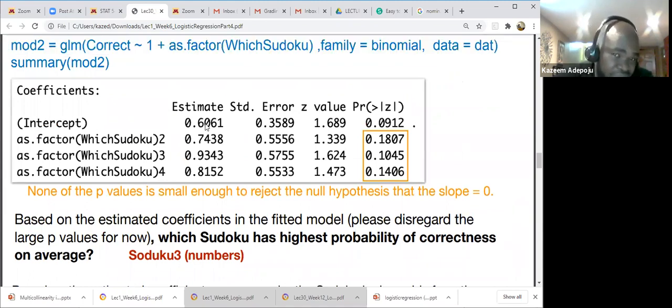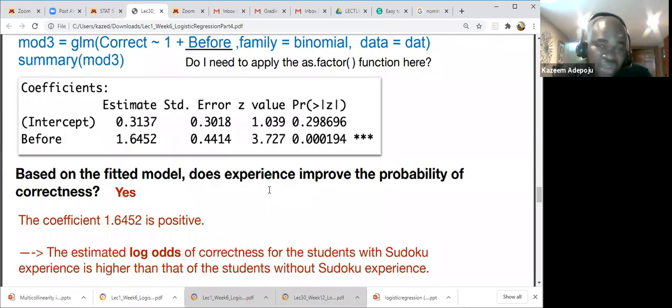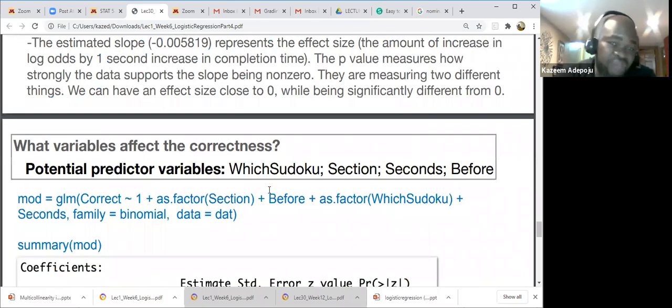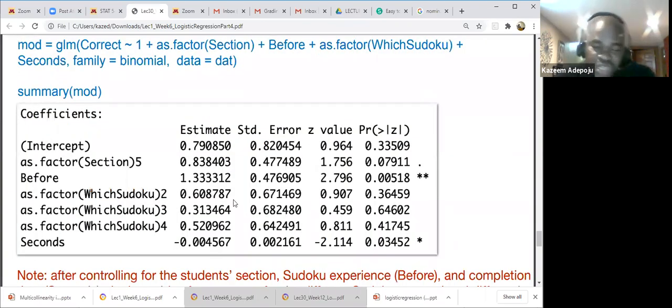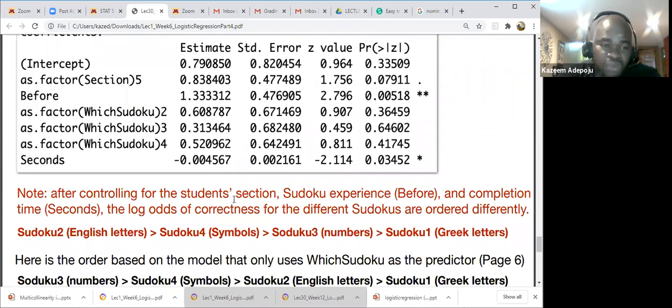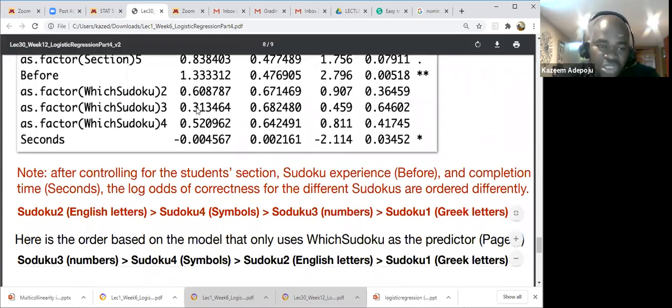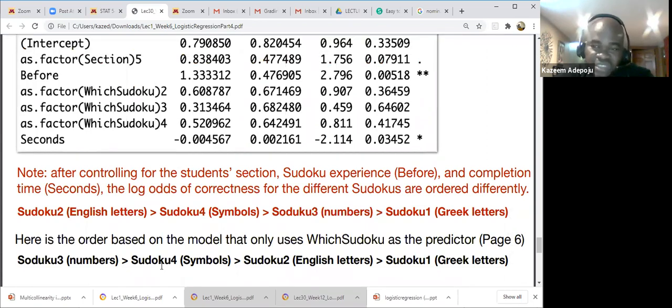Okay, which is this guy here. But in the case of the other one, it's not referring to Sudoku 1, because we also have other predictors that are categorical in this particular expression. So what I have here right now is based on this output, and it is based on the fact that the student section, the Sudoku experience, and the completion time have not been controlled. That is why you have this arrangement. But you got this arrangement when they have been controlled. Does that make sense to everyone now?